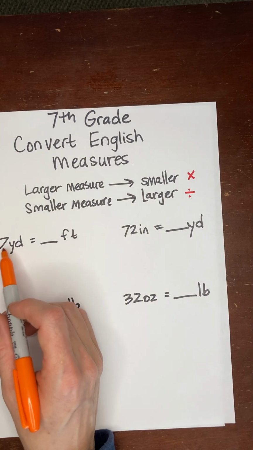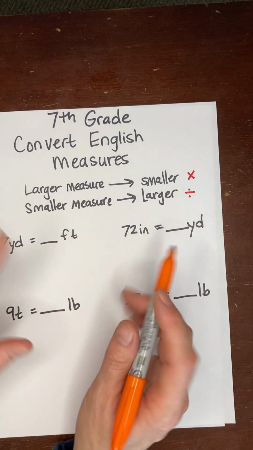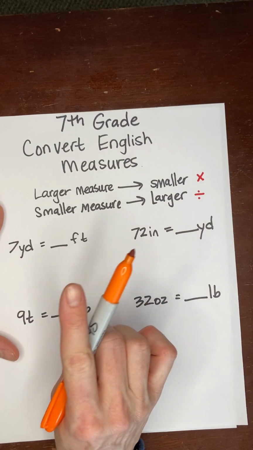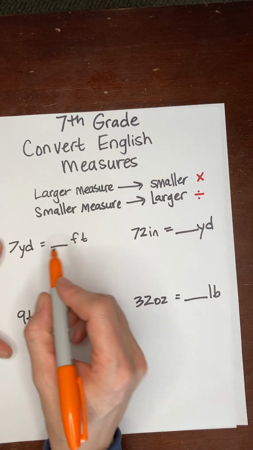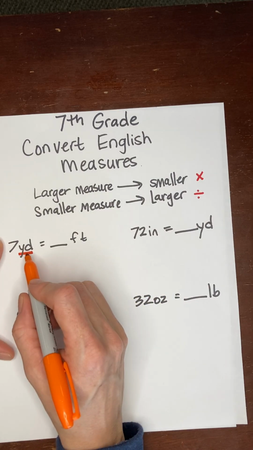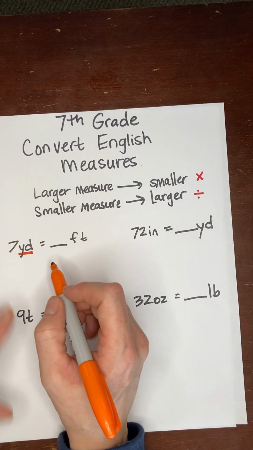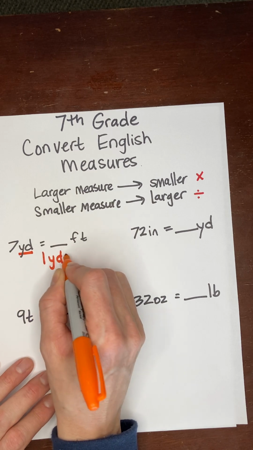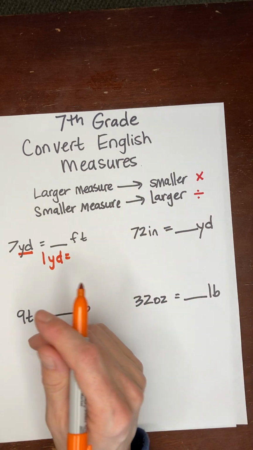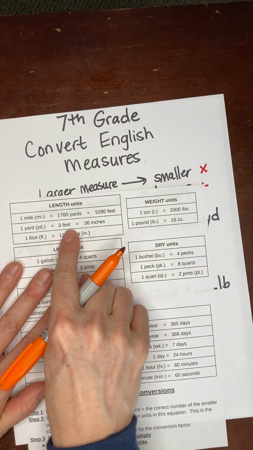So our first one is yards to feet. Now here's the method we're going to use. We're going to underline whichever measure is bigger. Okay, so which one is bigger, yards or feet? Well, yards are bigger because 1 yard is 3 feet, so this is a bigger measure. So now we're going to write an equation using 1 yard, and we're going to write how many feet it is. Okay, so if we look over here, 1 yard equals 3 feet.